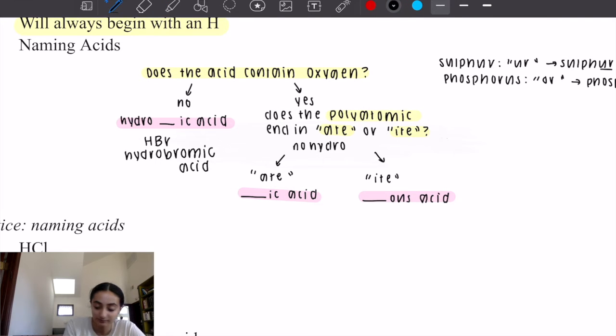To remember which polyatomic ions have which ending, I always remember if you ate something gross, you say ic. So if we had HNO3, that would be nitric acid. But if we had HNO2, that would be nitrous acid.